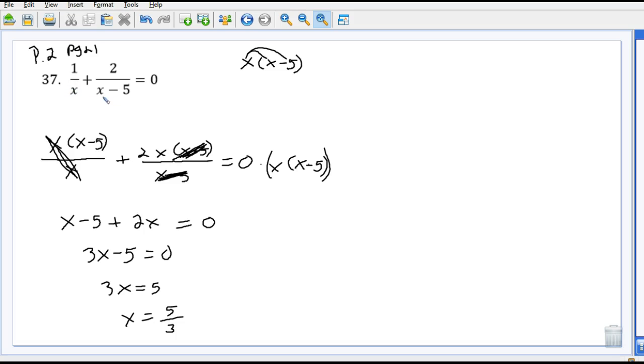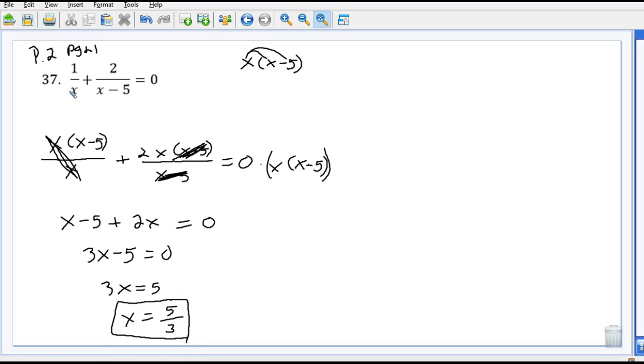If you see denominators with variables, we should also go back and check to make sure, does this give us extraneous solutions? 5/3, that's fine because it's not 1 divided by 0, and 5/3 minus 5 is not 0. So I don't have any extraneous solutions, so this is, in fact, a solution.